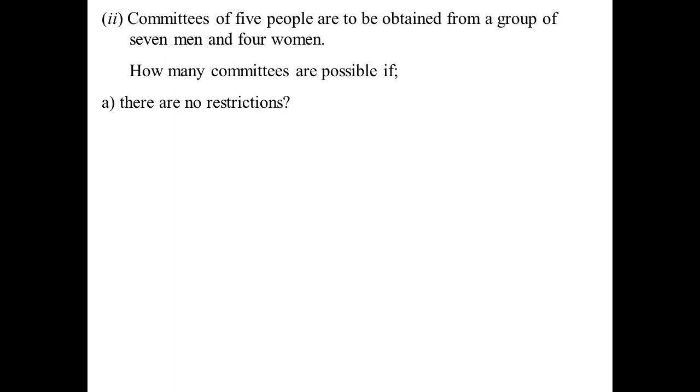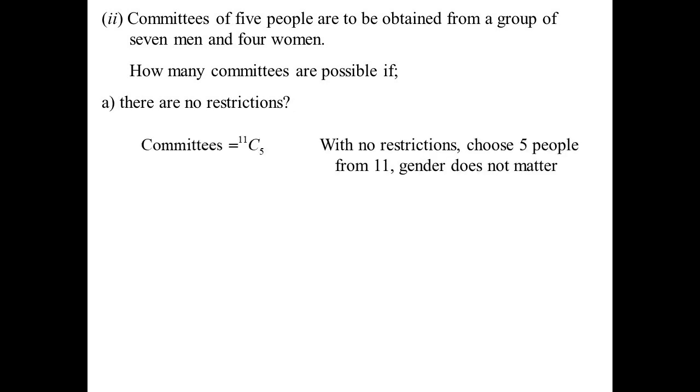Committees of 5 people are to be obtained from a group of 7 men and 4 women. How many committees are possible? No restrictions. Well, if there's no restrictions, again, it doesn't matter that we're talking about men and women. We're just talking about 11 people, and we want to get 5 of them. So 11C5, there are 462 different committees we could form.